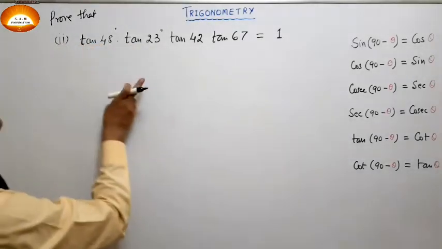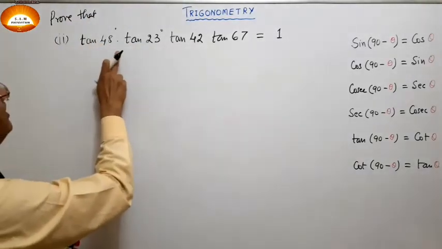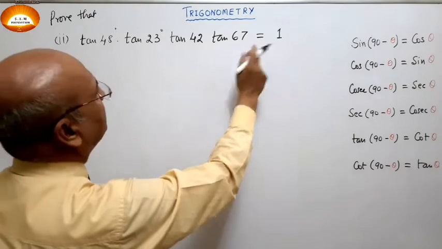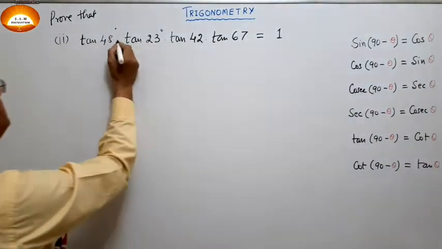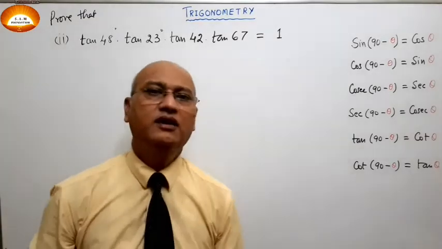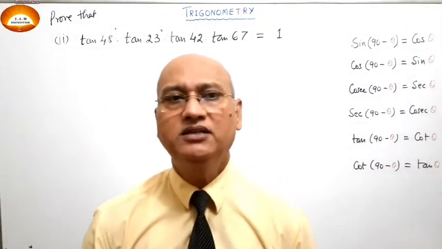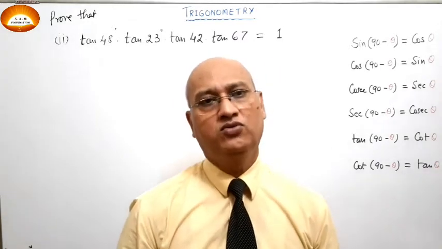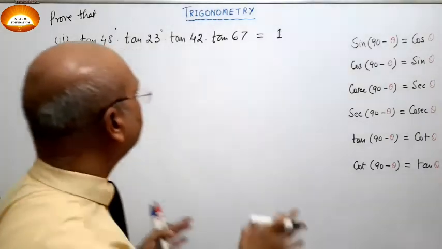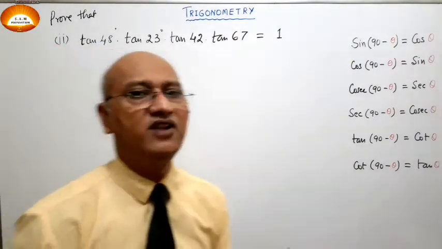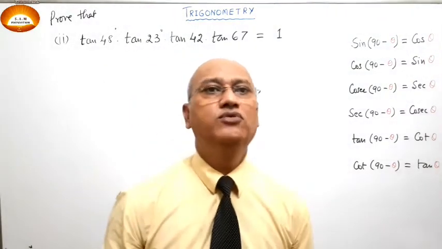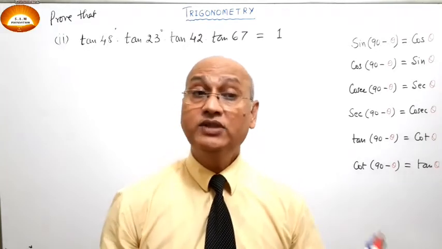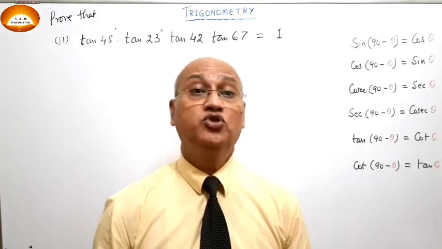The second question says prove that tan 48 into tan 23 into tan 42 into tan 67 is equal to 1. The dots indicate multiplication. Now see, what you have to remember is that in multiplication the order is not important. Either you multiply 2 into 3 or 3 into 2, the answer is 6. So here the criterion is that you have to make pairs. There are 4 terms given here, so you have to make pairs of two terms. And what is the criterion? How are we going to make the pairs? So that the sum of the angles should be 90.